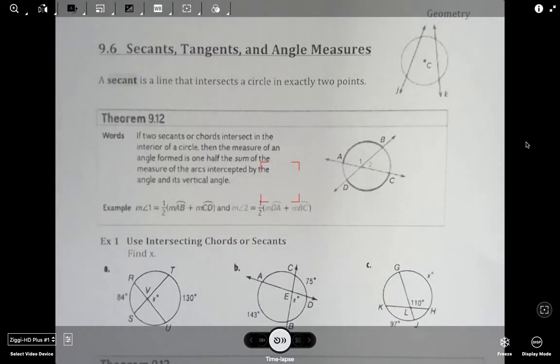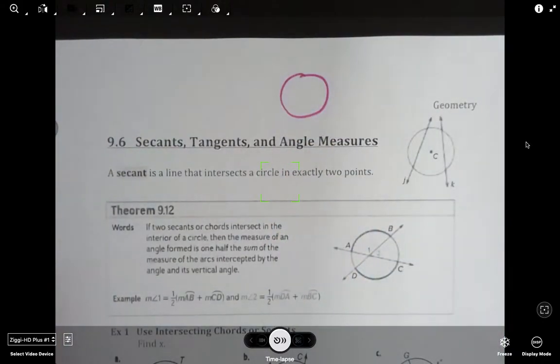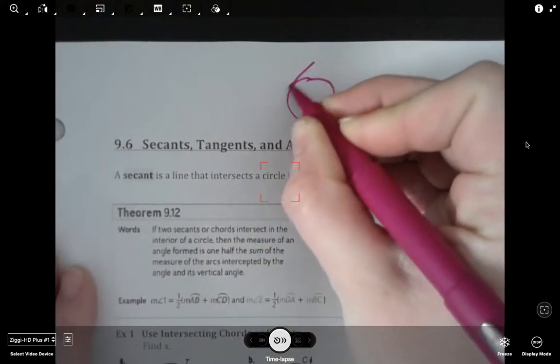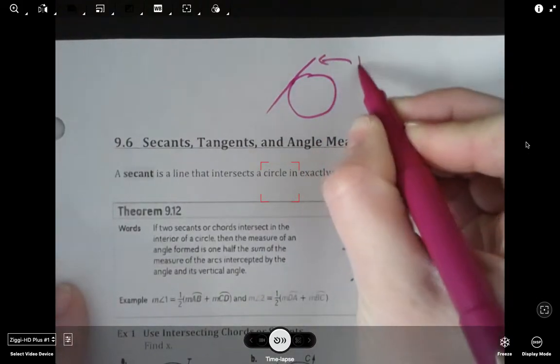What does a tangent line do to a circle? What's a tangent line look like? Oh, I'm so delayed. What's a tangent line look like? It touches at one point. So if I pick a point right here, it's going to graze that point. That's what a tangent line looks like. Tangent.